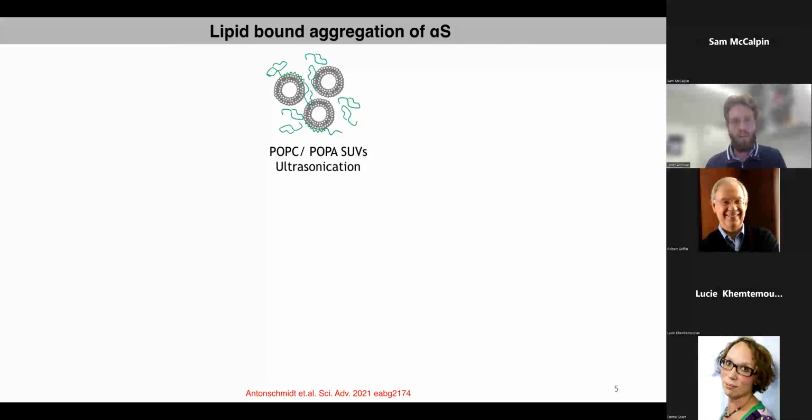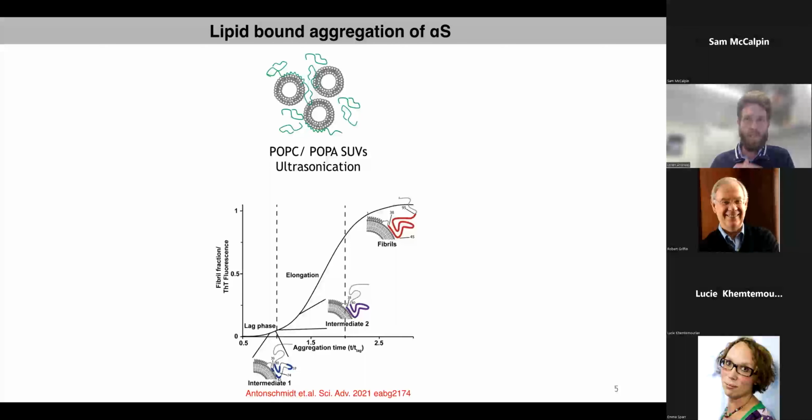And this work really goes back to Leif Antonschmidt, who was a PhD student here until recently. And he carefully developed this protocol for generating and isolating, in small amounts, the oligomeric species of alpha-synuclein. So we start with a mixture of POPC and POPA under ultrasonication conditions, which generates small unilamellar vesicles. And then over time, we see the development, through ThT fluorescence, of fibril species.